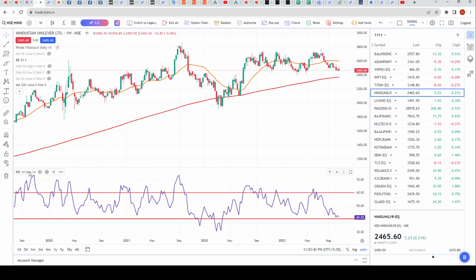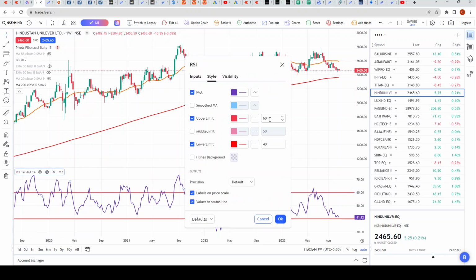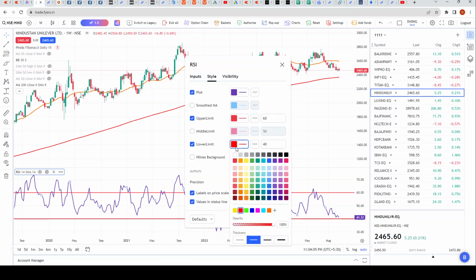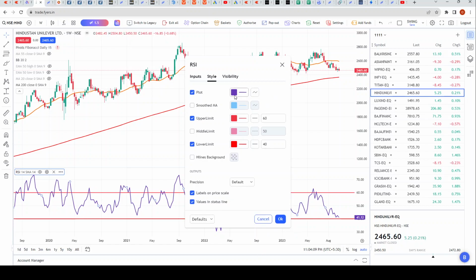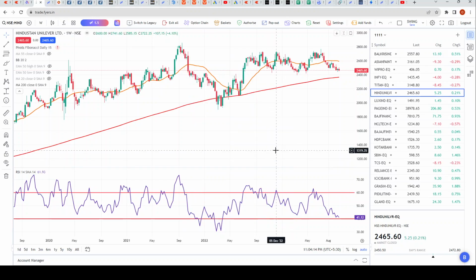For RSI, you'll keep it at 60 at the top, 40 at the bottom. You will make everything align so that it's a little more visible. We don't need the median actually in this swing scenario. In intraday, I use the median. In swing, I don't use the median. So 60-40, make the lines red or whatever color suits you. Make it a little thicker so that it's a little more visible. Make the dots also a little more visible. And that's about it.